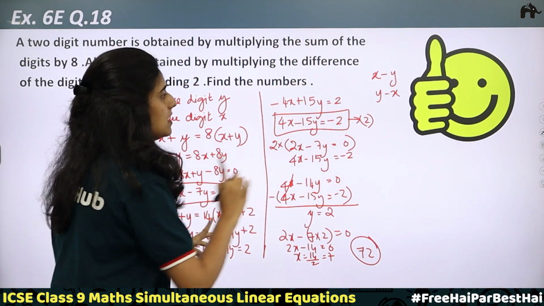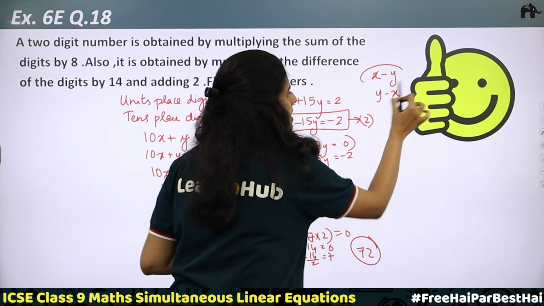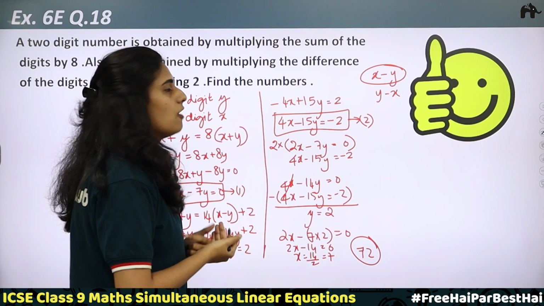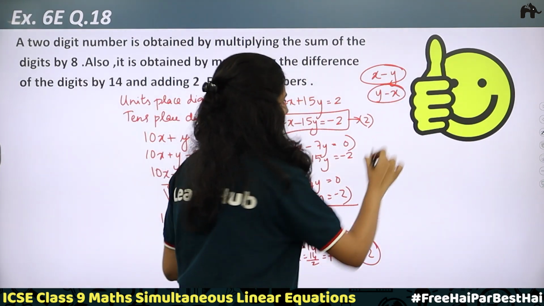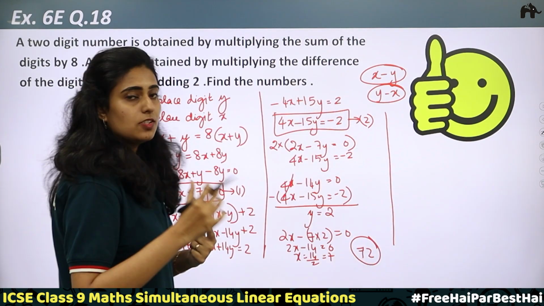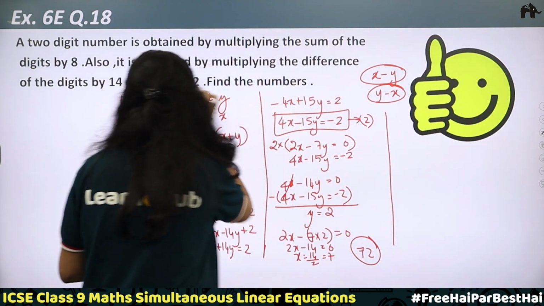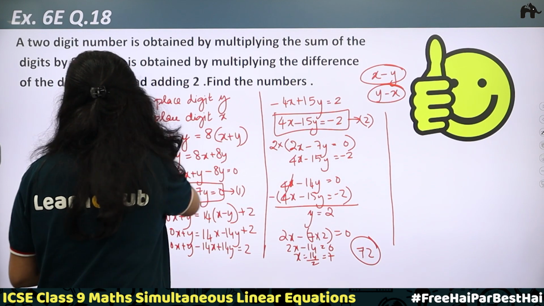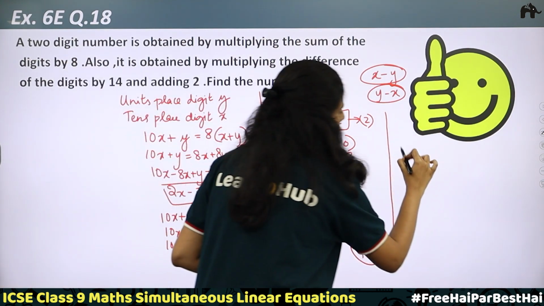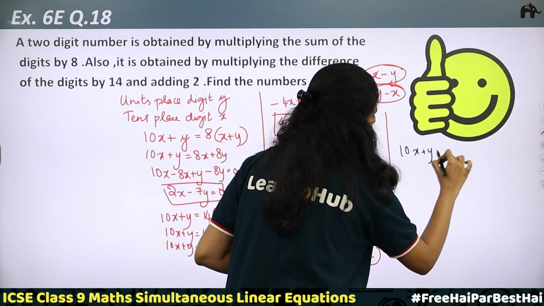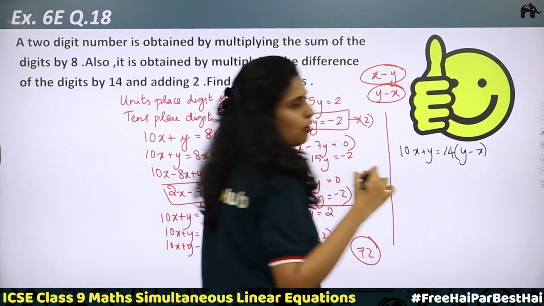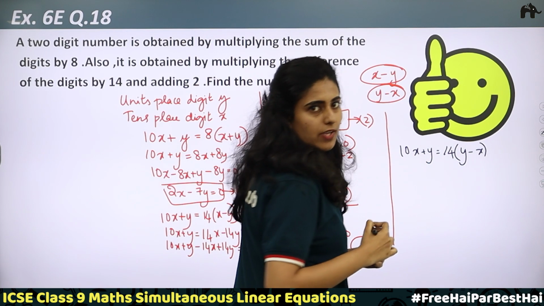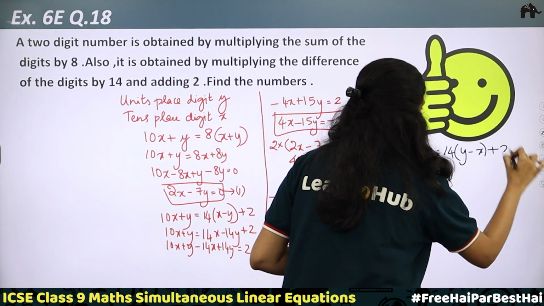Okay, now this is one case. We have taken the difference as x minus y. The difference of the numbers, it can be y minus x also. Okay, so when it is y minus x, we have the same statement, that is 10x plus y is obtained by multiplying the difference of the digits with 14. That is y minus x we are taking now. Okay, and adding 2 to it.